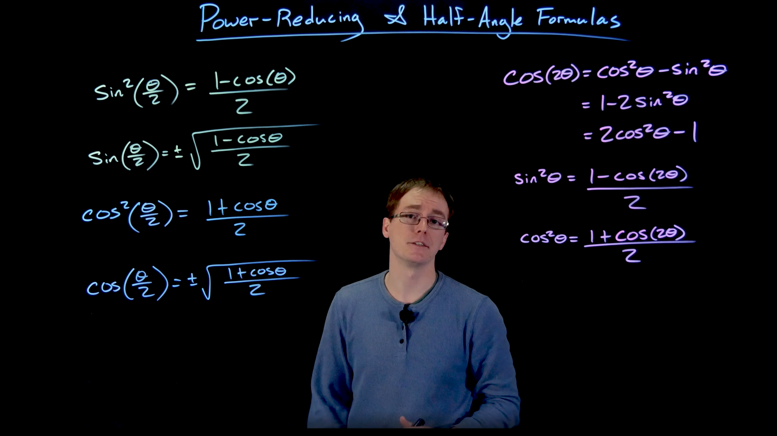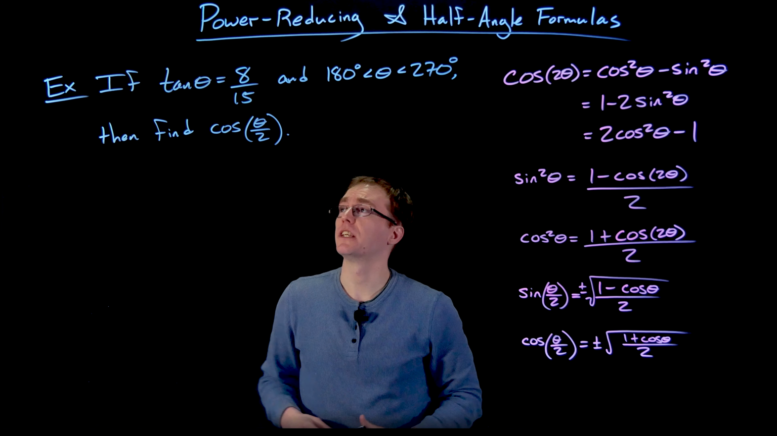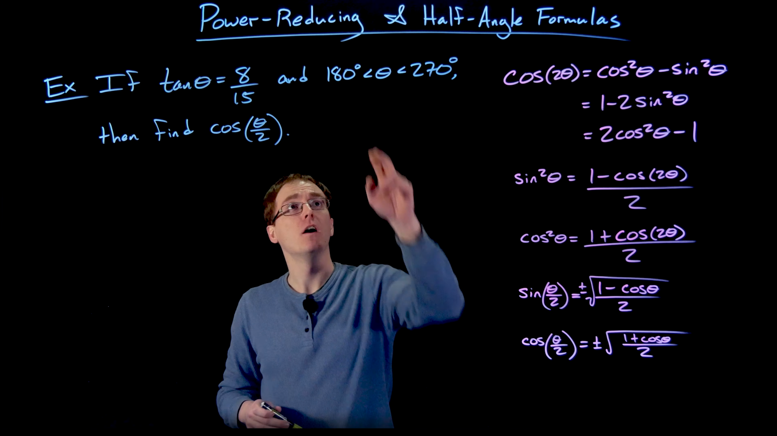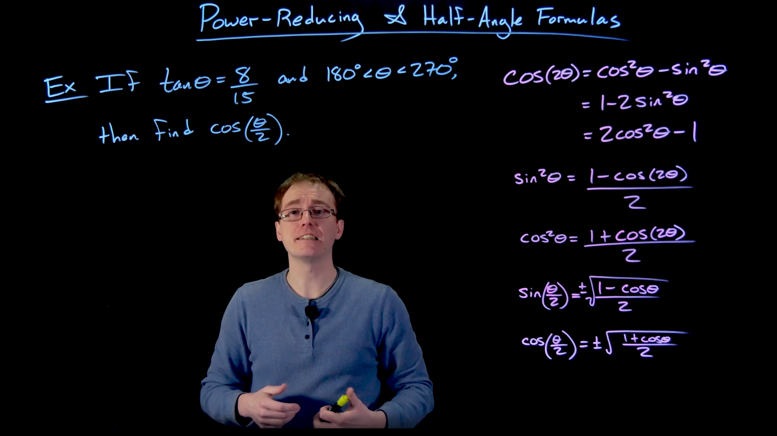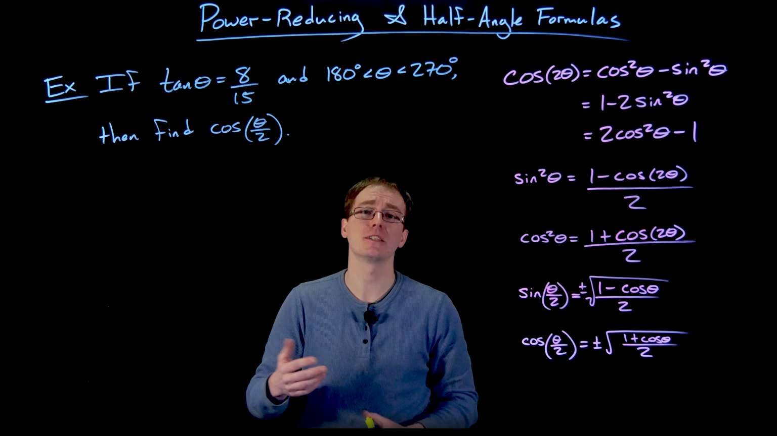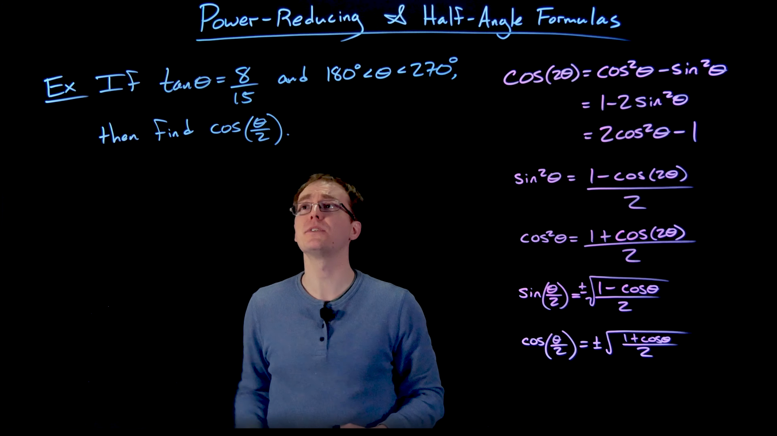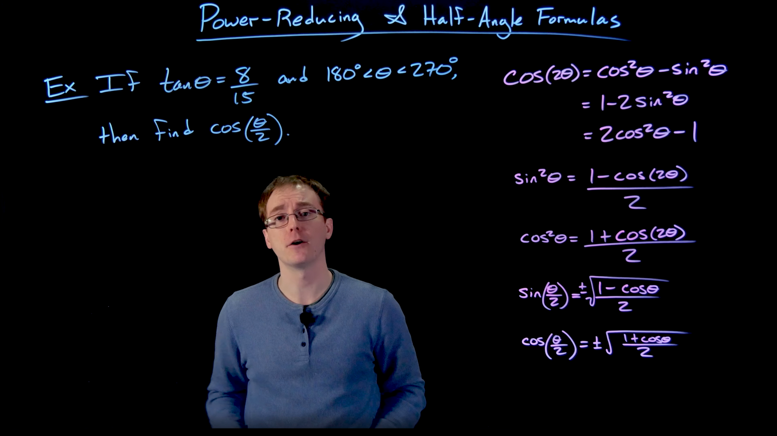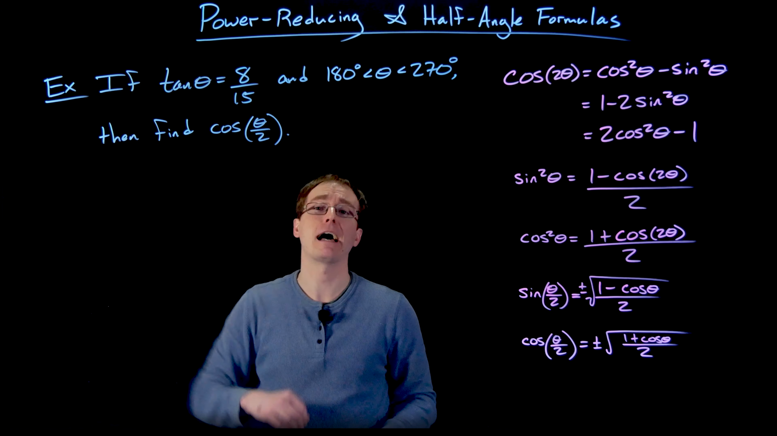All right, everyone, in this example, we are told that tangent of theta is equal to 8 over 15. Our angle theta is between 180 degrees and 270 degrees, so it's in that third quadrant. And we want to use that information to help us find the exact value of cosine of theta over 2, or cosine of half of our angle.